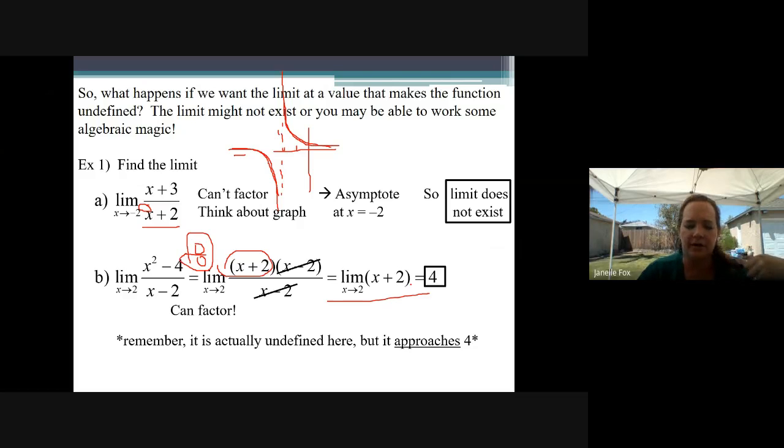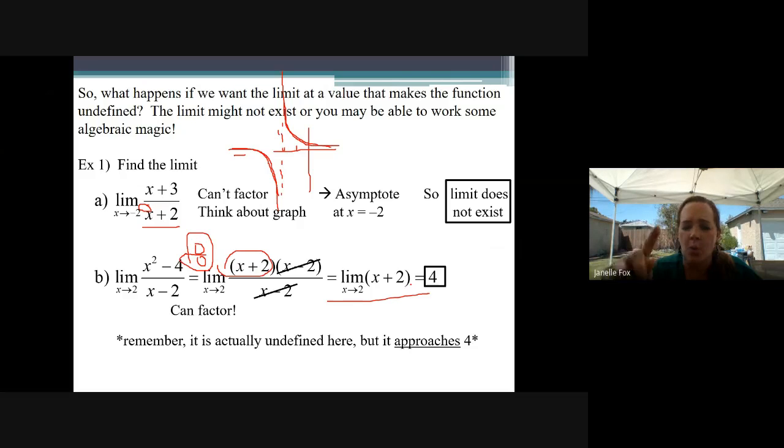Or so remember, guys, it's actually undefined there. Okay, just side note, right? The graph is not defined at the value of 2. There is a hole in the graph. It doesn't work. It's just as you come in from both sides, the y values are approaching 4. Okay, just trying to make that connection between the picture and also the mathematics.